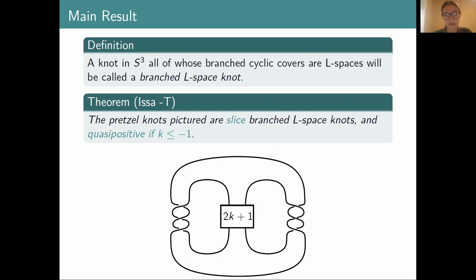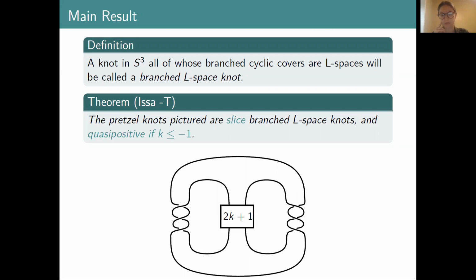But just recall that for shorthand, we'll say that a knot in S3, if it has the property that all of its branch cyclic covers are L spaces, we'll call it a branched L space knot. And the theorem that I want to tell you about today is that these knots pictured on the side have this property. So all their branch covers are L spaces.